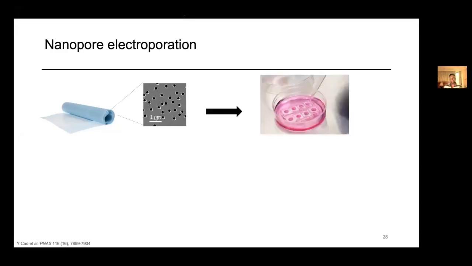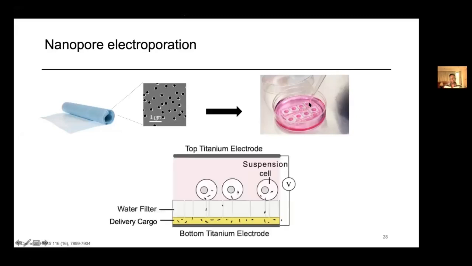To make this device, we simply take a piece of water filter and assemble it with a PDMS cell holder. If we want to do electroporation, we simply put the cell solution in the cell reservoir and let the cells precipitate down to the surface, making good contact with the nanopores. Then, when we want to do the electroporation, we simply sandwich this device between the electrodes. Normally I use titanium, but you can use other electrodes to do the delivery.